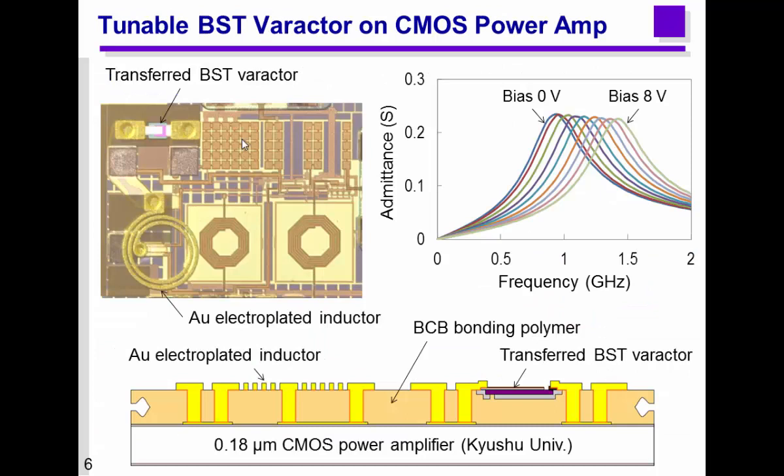This is one example. We made the BST varactor on the 0.18 micron CMOS power amplifier. And it works as a tunable amplifier. So BST is also a ferroelectric material which is deposited at very high temperature. So using the same kind of method, we transferred the BST film from the silicon wafer to this CMOS wafer, and then fabricated this amplifier.